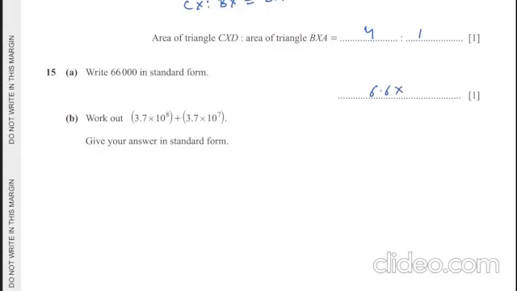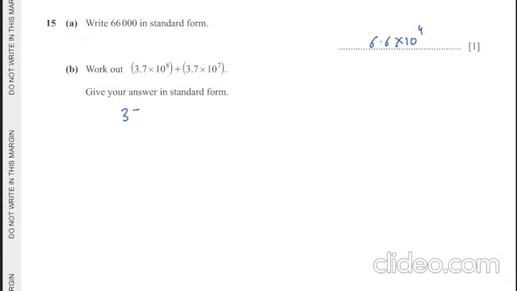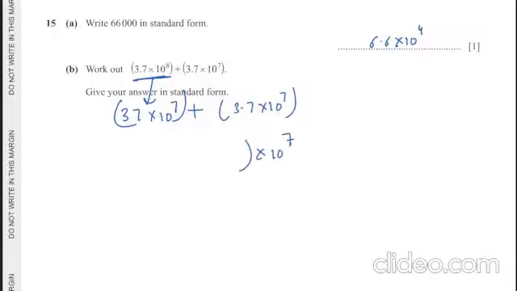Easy question, writing this in the standard form: 1 2 3 4. So 6.6 times 10 to the power 4, and working this out, adding these two standard form numbers. First of all, let's write this as this. Basically, first we will make the exponents equal, then we can take 10 to the power 7 common, and then we can simply add. So 37 plus 3.7 will be 40.7 times 10 to the power 7, and I can write it as this, because the final answer must be in standard form.